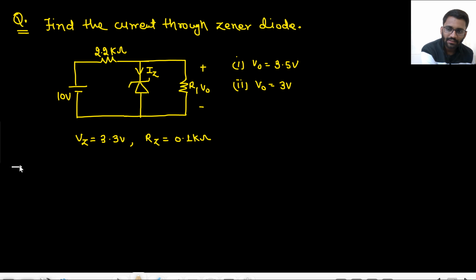Let's take the first case, when your V0 is 3.5 volt. A 10 volt battery we are having here.